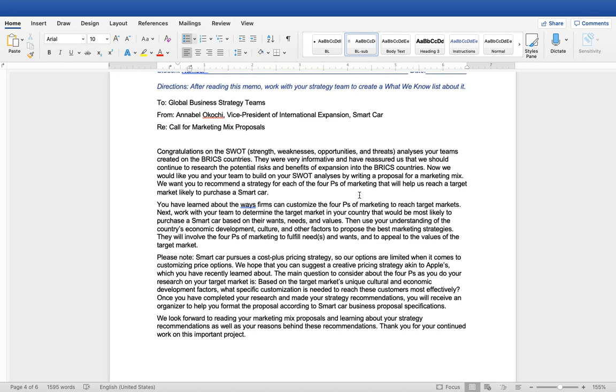Congratulations on the SWOT (strengths, weaknesses, opportunities, and threats) analysis your teams created on the BRICS countries. They were very informative and have reassured us that we should continue to research the potential risks and benefits of expansion into the BRICS countries. Now, we would like you and your team to build on your SWOT analysis by writing a proposal for a marketing mix. We want you to recommend the strategy for each of the 4 P's of marketing that will help us reach a target market likely to purchase a smart car.